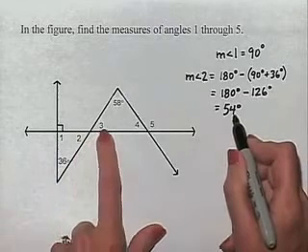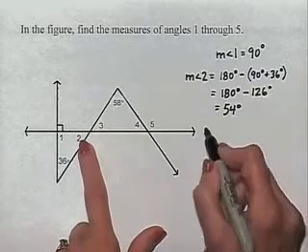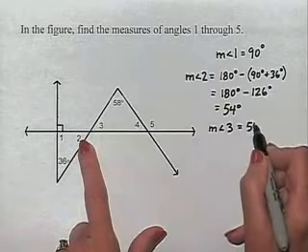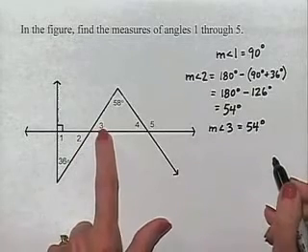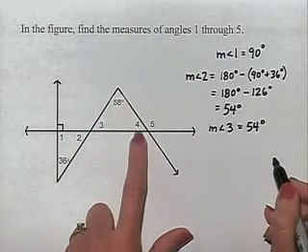Can we figure out the measure of angle 3? Sure, because of the fact that we have vertical angles. So the measure of angle 3 is also going to be 54 degrees. So we've got now angle 3 of 54 degrees. We have a 58-degree angle and angle 4.